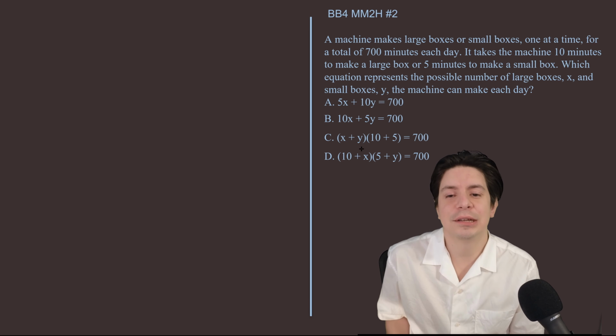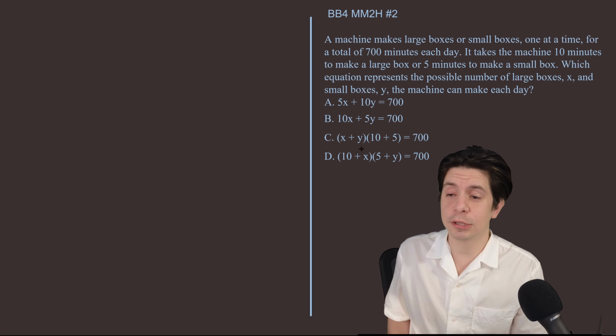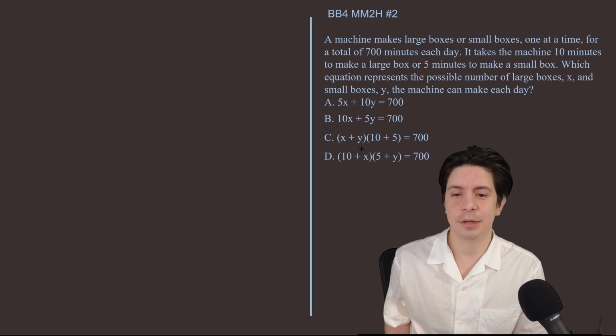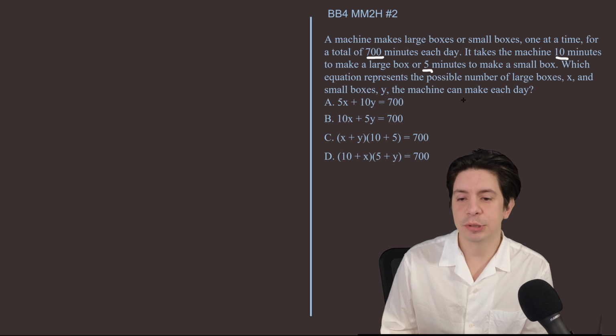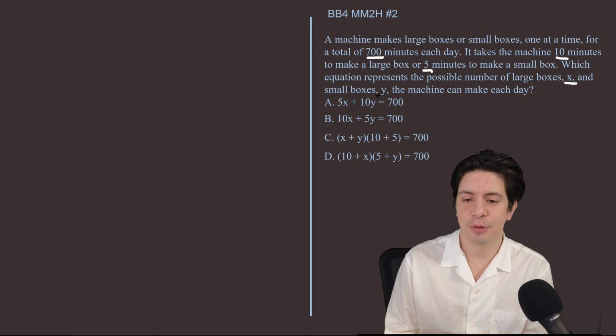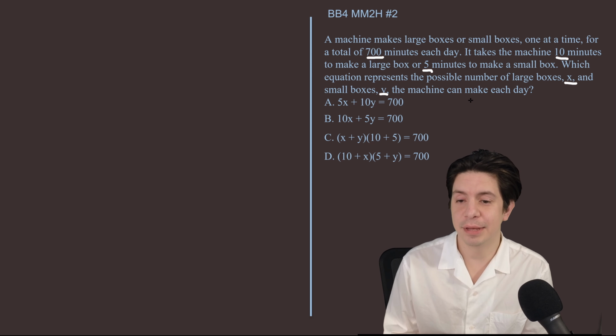Then we have this one here. A machine makes large boxes or small boxes, one at a time, for a total of 700 minutes each day. It takes the machine 10 minutes to make a large box or 5 minutes to make a small box. Which equation represents the possible number of large boxes and small boxes the machine can make each day?